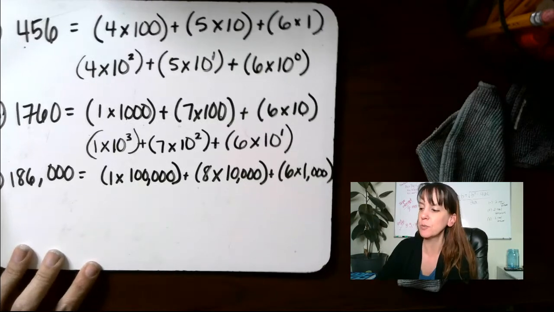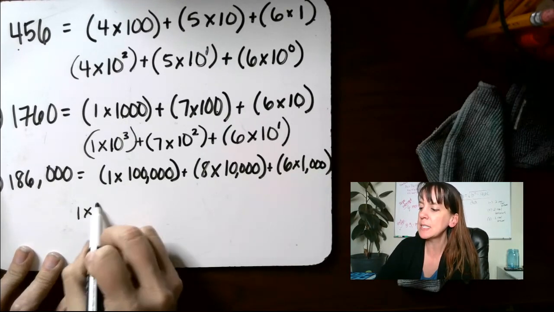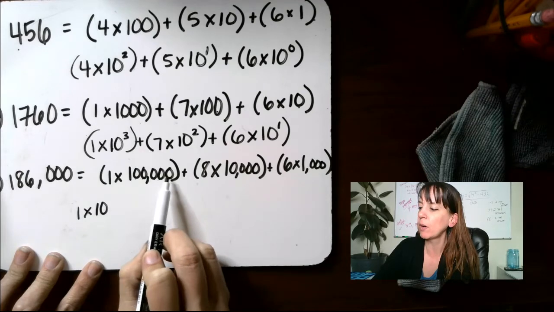Okay, now let's turn it into scientific notation. Right here we have 1 times 10 to the 1, 2, 3, 4, 5 spot.